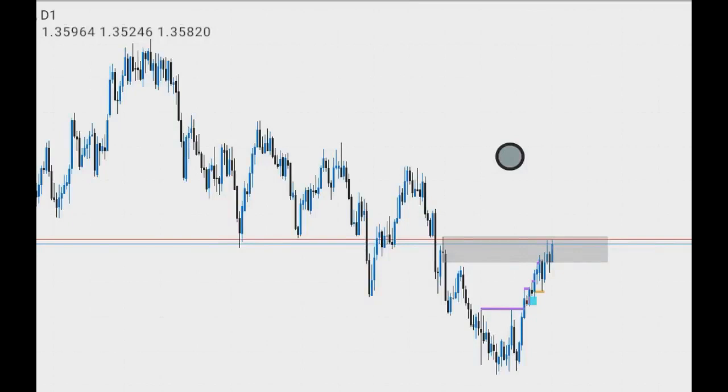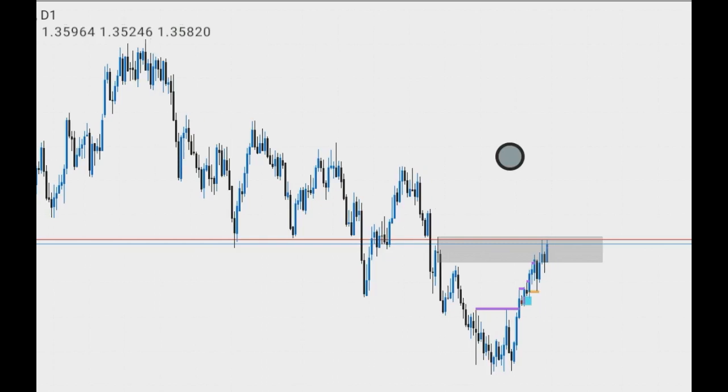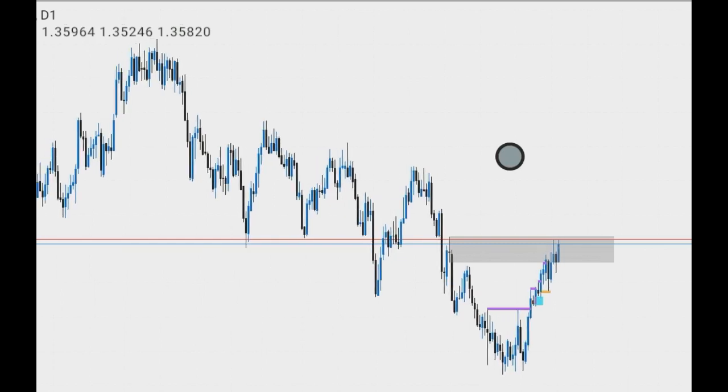Here we trade the markets using the order blocks, market structure and institutional order flow. We like to keep things simple here. The forex market is hard enough, and so guys, please don't make it any harder.